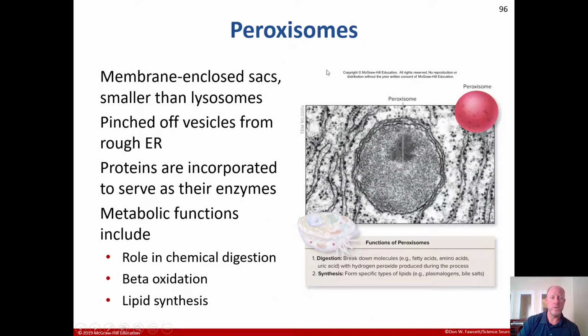As far as the peroxisomes go, they are membrane-enclosed sacs that are smaller than lysosomes. They're pinched-off vesicles from the rough ER. Their proteins are incorporated to serve as their enzymes, and they include roles in chemical digestion, beta oxidation, and lipid synthesis, helping form lipids.